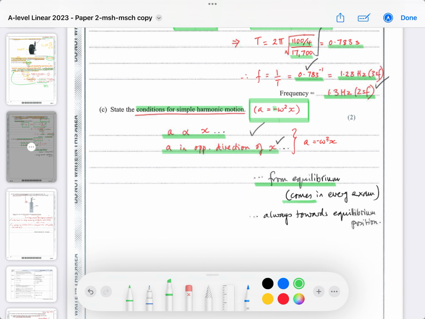So this comes in every exam, Unit 5, international students, and linear for paper 3. Okay, so it's always towards the equilibrium position. Remember that. So these are key things that you should include when you want to get the 2 marks, and you can have a look at the mark scheme to see if your wording gets the ticks. Okay.